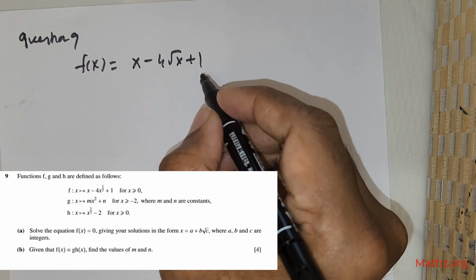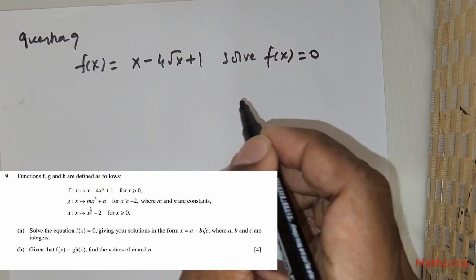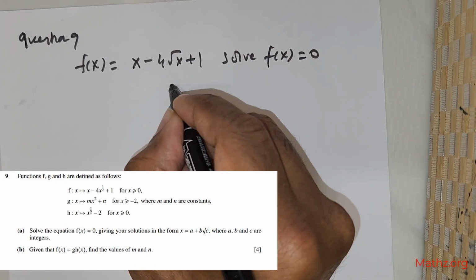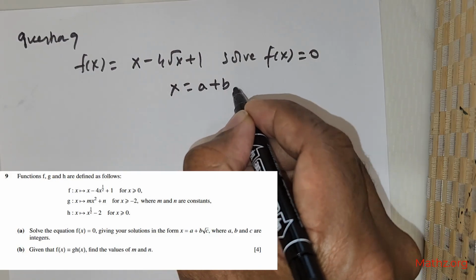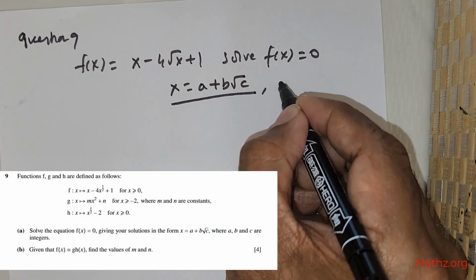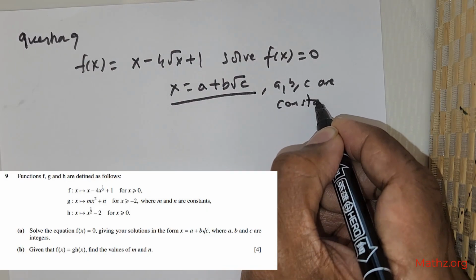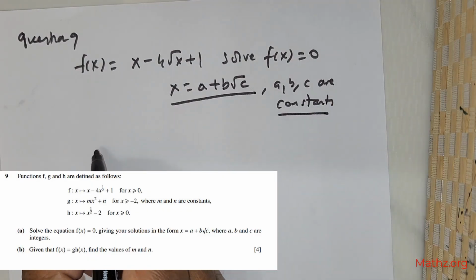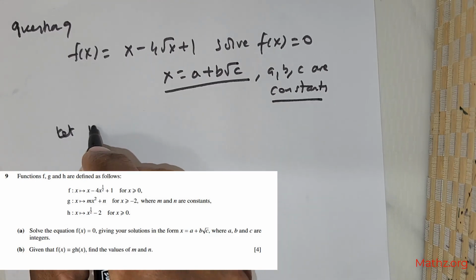Students, this is question 9. We are expected to solve f of x and give the solution in the form of a positive b times root of c, where a, b, c are constants. Now for this, let me consider the given f of x equal to 0.